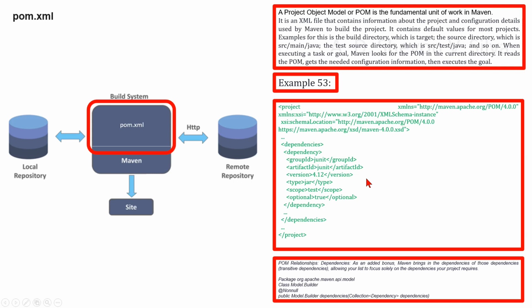Another common use case for classifiers is to attach a secondary artifact to the project's main artifact. If you browse the Maven central repository, you will notice that the classifiers sources and javadoc are used to deploy the project source code and API docs along with the packaged class files.